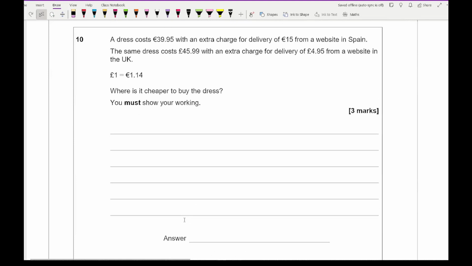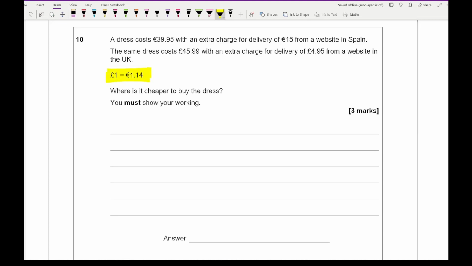Then moving on to our last question, it says the dress costs €39.95 with an extra charge of delivery of €15 from a website in Spain. The same dress costs £49.99 with an extra charge of delivery of £4.95 from a website in the UK. If we've got an exchange rate of £1 equals €1.14, where is it cheaper to buy the dress?